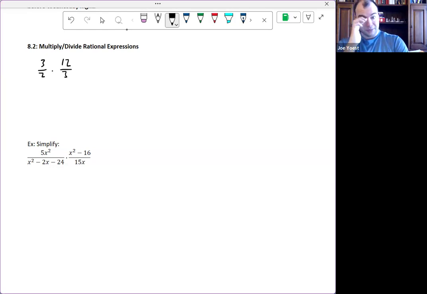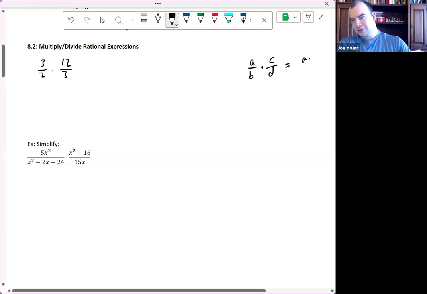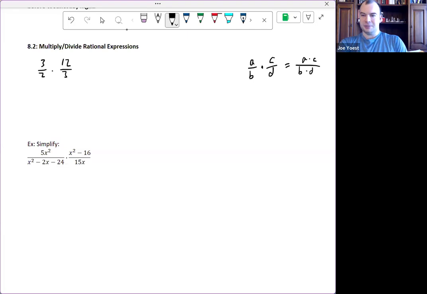So if I take 3/2 times 12/3, I might remember that I have a fraction rule: a over b times c over d. When I'm multiplying two fractions, I multiply the numerators and I multiply the denominators. My new numerator is a times c, my new denominator is b times d.